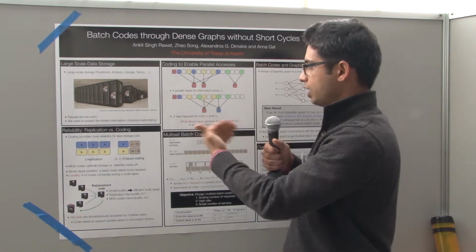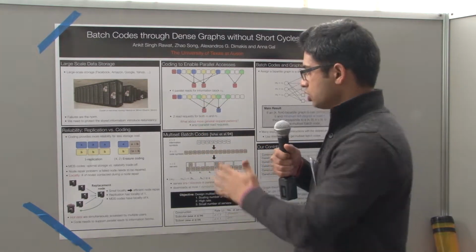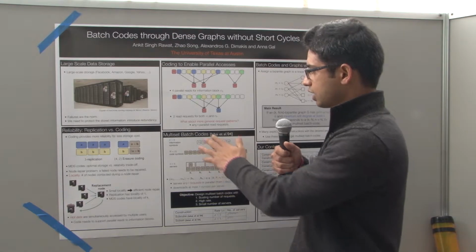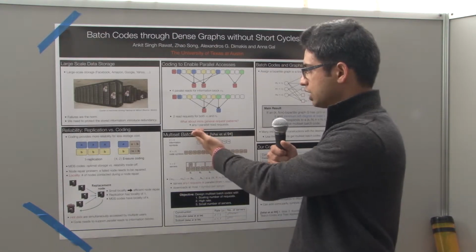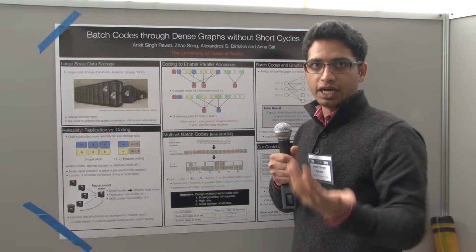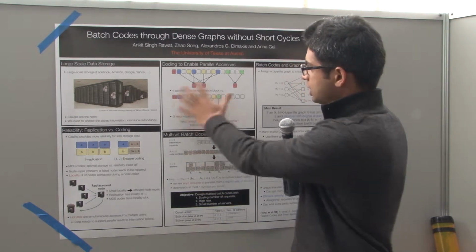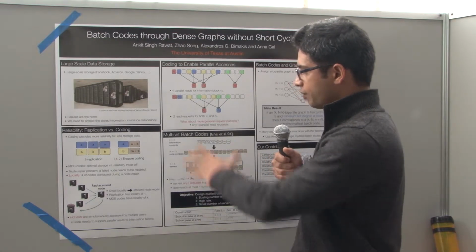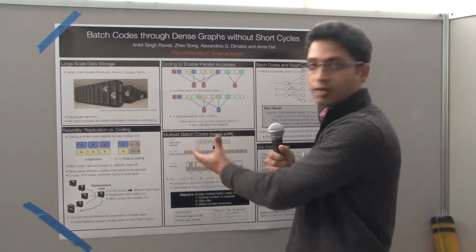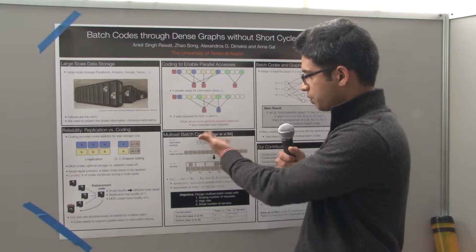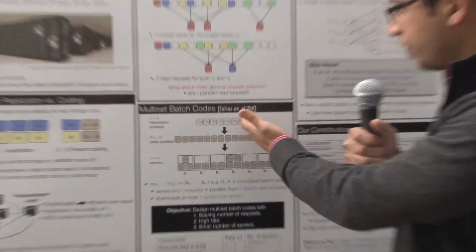And now you can have even more general request patterns. So in the most general setting, we consider that there are T users who want to download arbitrary T information symbols. So how can you achieve that? This problem can be formulated in terms of multi-set batch codes, which were first proposed in a paper by Ishai et al. in 2004.